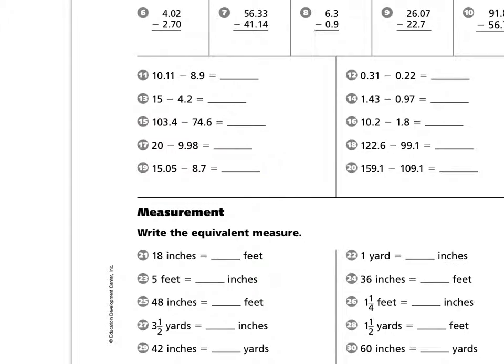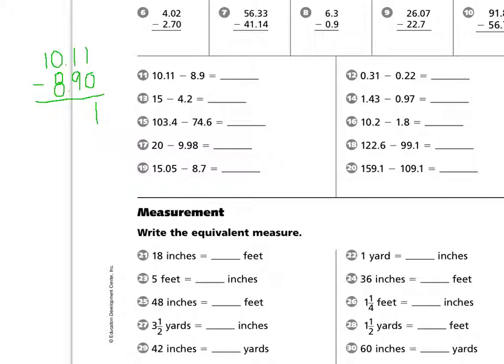For number 11, you can go ahead and line up the decimals. And you have 10 and 11 hundredths minus 8 and 9 tenths. Your decimals are lined up. You're going to put a 0 here to hold your place. 1 take away 0 is going to be 1.